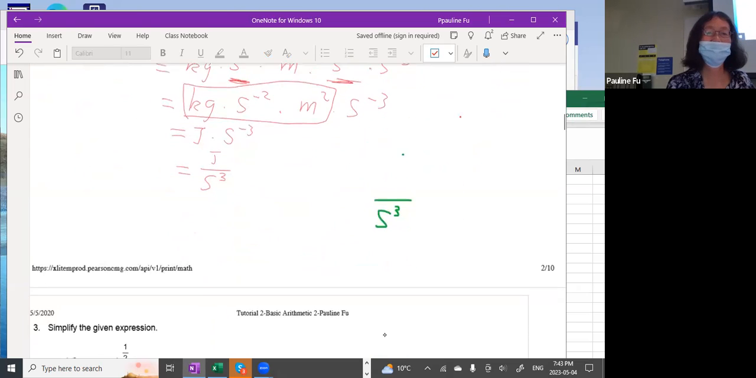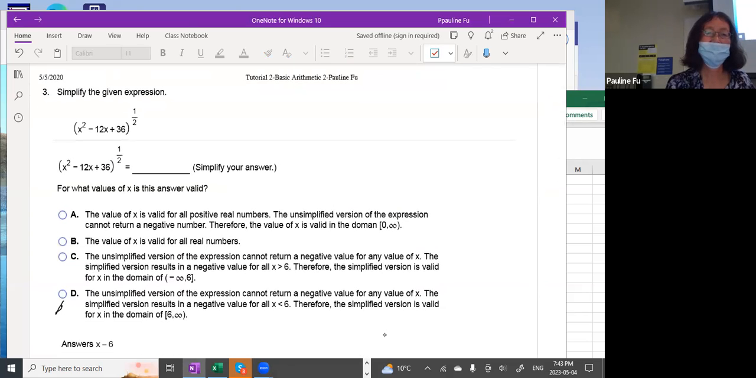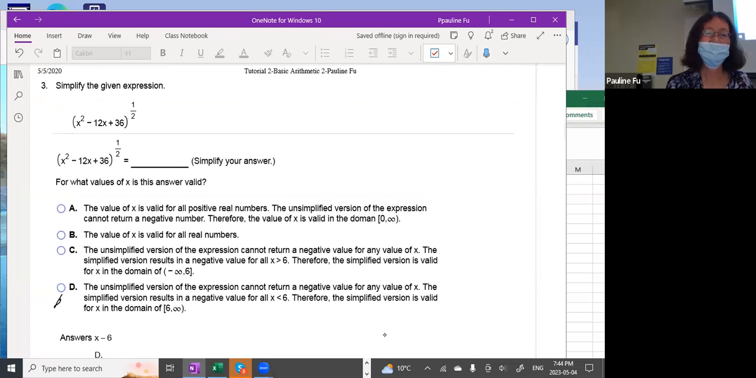Shall we move on? Question 3: simplify the given expression. Simplify this one.